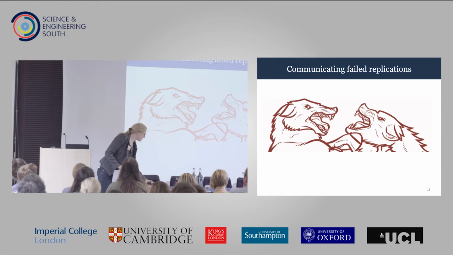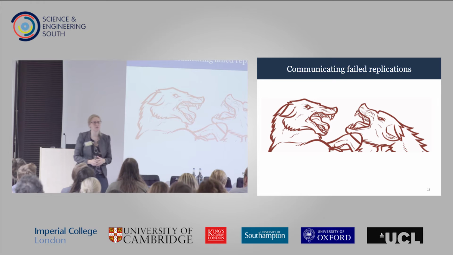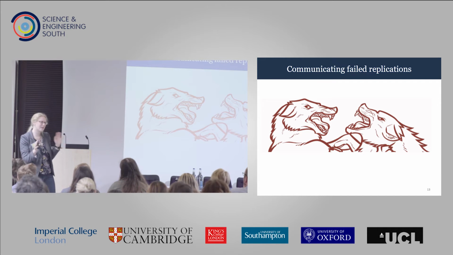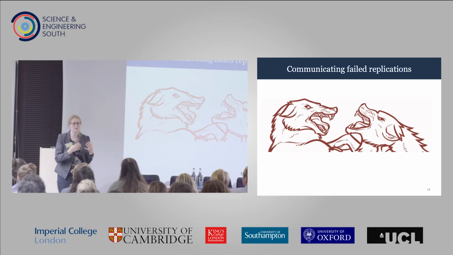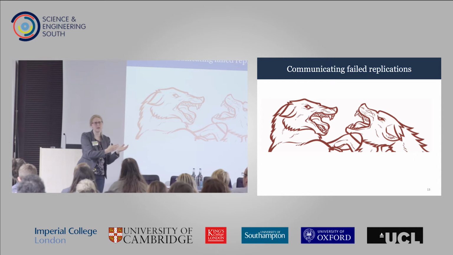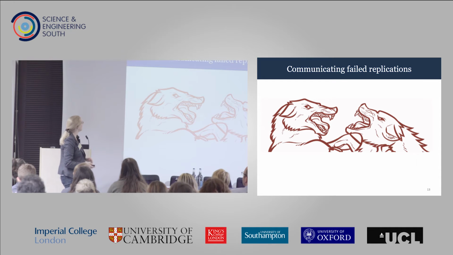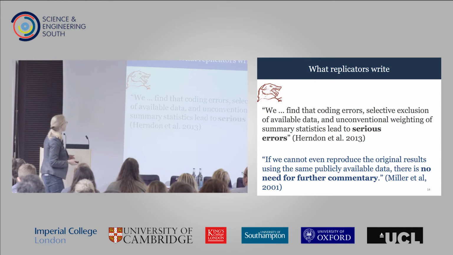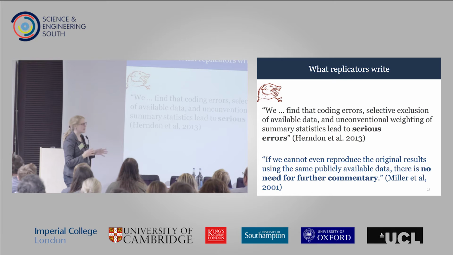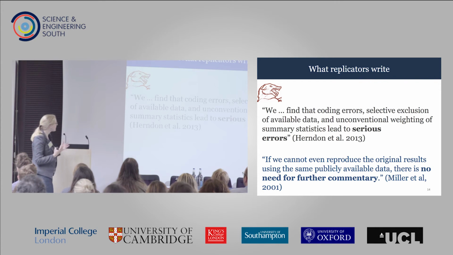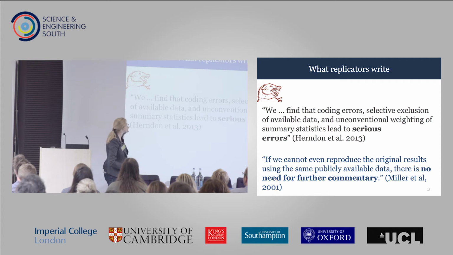Now, how do you communicate failed replications? Because what I really don't want my students to do is become witch hunters, trying to bring down big names. Most of my students actually get really disappointed when they can't replicate something. They are not out for errors. They feel like they are failing when they can't replicate published results, which is not true. So when you want to publish a replication, it would be good to keep to professional language. Replicators usually write things like, we find that coding errors, selective exclusion of available data, and unconventional weighting of summary statistics led to serious errors. That is something that you can definitely say.